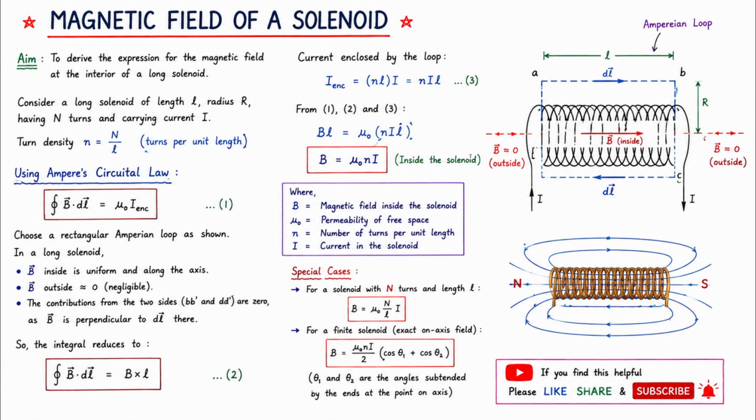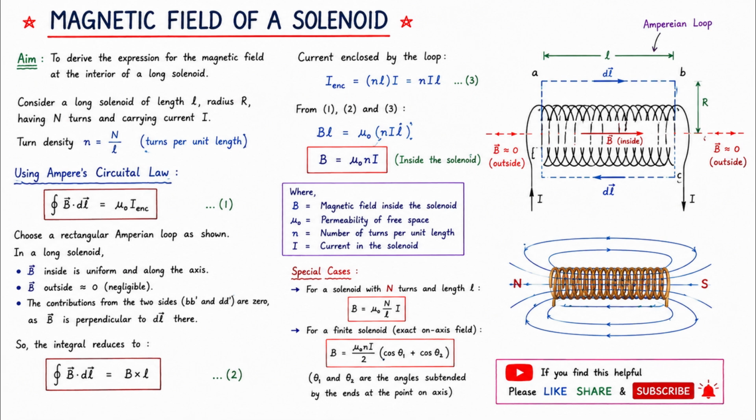Step 2, choose an Amperian loop. Take a rectangular loop as shown in the figure. Inside the solenoid, along side AB, the magnetic field is uniform. B and dl are parallel. Therefore, integrating over length L, ∫B·dl equals BL. Outside the solenoid, along side CD, for a long solenoid, B is approximately 0.